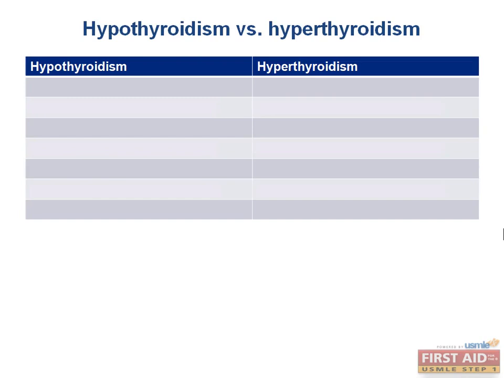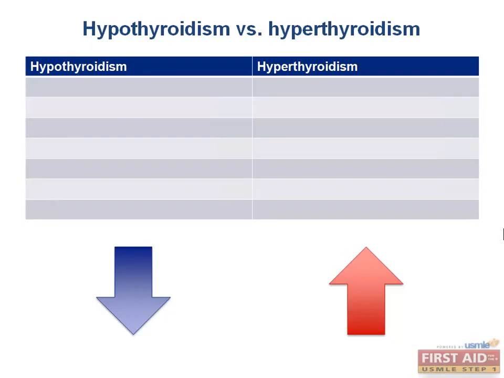We will now shift gears to begin our discussion on thyroid pathology. Knowing the signs and symptoms of hypothyroidism and hyperthyroidism is very important for the USMLE, and you can remember these symptoms easily by knowing that hypothyroidism is associated with down or low symptoms, and hyperthyroidism is the opposite and is characterized by more active or hyper symptoms.